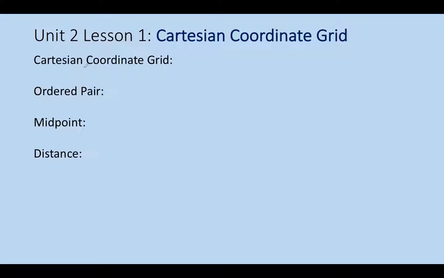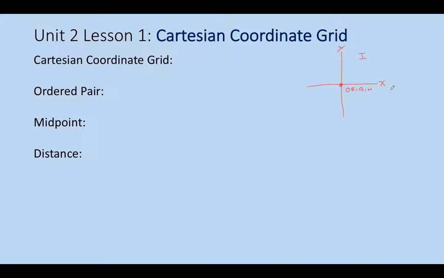Well, the Cartesian coordinate grid. Hopefully you know what that is. This is just the good old traditional XY grid. And we have 4 quadrants. This spot right here, this is called the origin. And then that gives us 4 quadrants. The first quadrant is this one right up here.